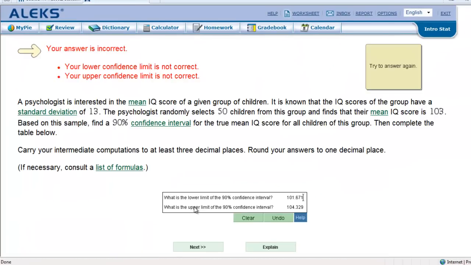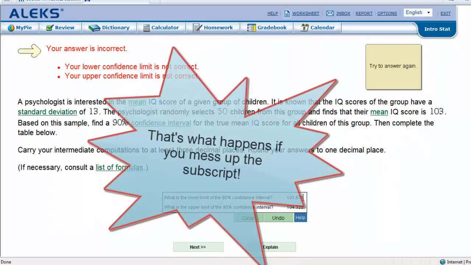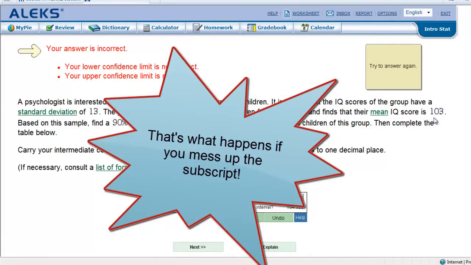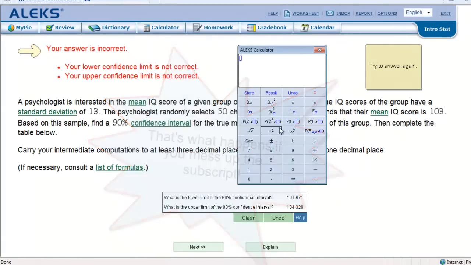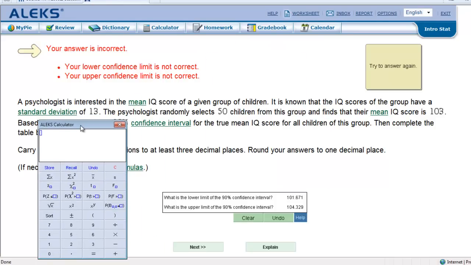Hopefully it didn't log me out. What did I do wrong? 103. Let's try it one more time. Calculator. I hate when I get it wrong, but it happens.